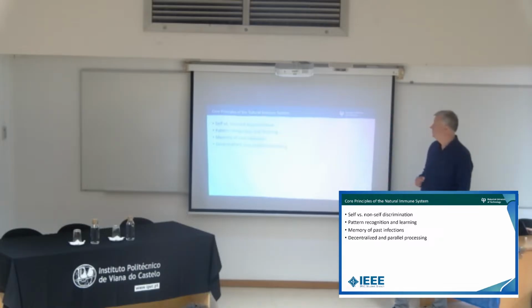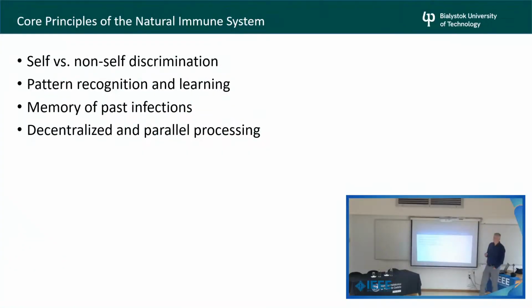Core principles of the natural immune system. This system, as I already said, is responsible for discrimination between two classes: our cells, self, and pathogens, non-self. They use pattern recognition and learning. They have the memory of infections, and as I already said, this system is decentralized. So there's no one element in our body which is responsible for protecting it.